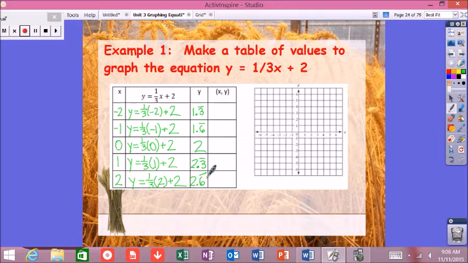So let's see if we can write some ordered pairs now. We're going to put our input first and our output second. So my ordered pairs would be -2, 1.3, -1, 1.6, 0, 2, 1, 2.3, and 2, 2.6.